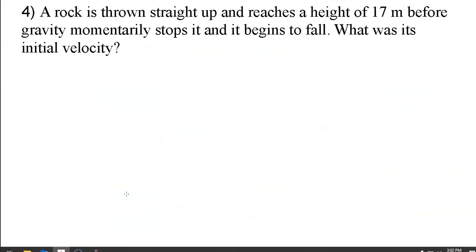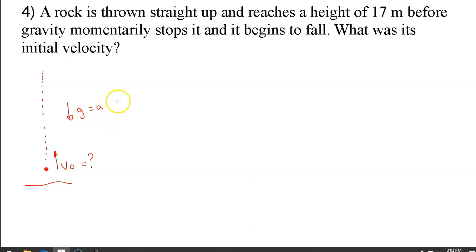I'm going to throw a rock straight up into the air. It reaches a height of 17 meters before gravity stops it and it begins to fall. Let's picture this, shall we? Here is the ground. Here is the rock at the beginning. I've got some kind of initial velocity here, and that's pointed up. And that rock is going to go up, up, up like that. It's slowing down as it goes. Why is it slowing down? Well, because gravity is pulling down. All right? And that is the acceleration due to gravity.